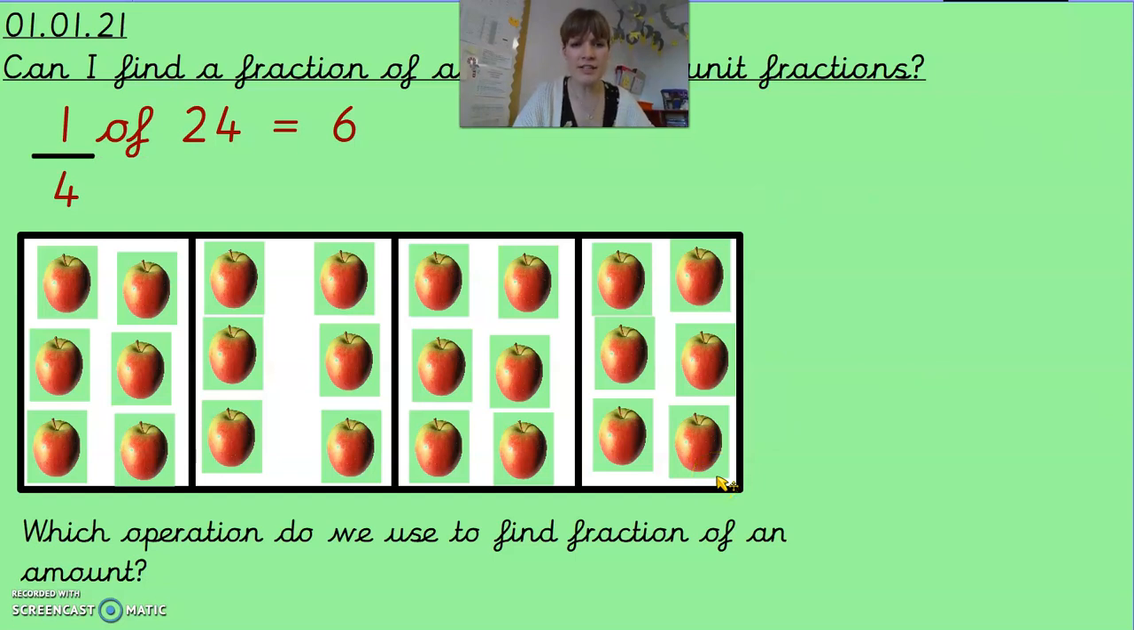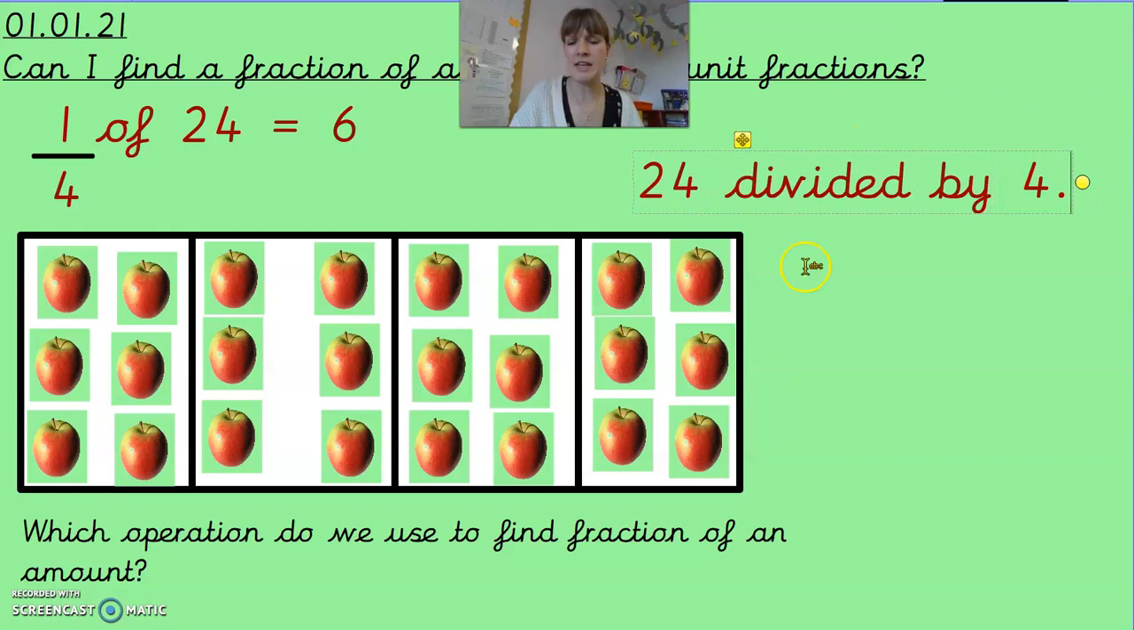Okay, so did you find out which operation I was using to help me solve this question? If you said I was dividing, absolutely smashed it. So my question is actually asking me 24 divided by 4. And it is divided by 4 because my denominator is 4. So with fractions of amounts, it's a lot of division work you will be doing. But remember, we can use the bar model to help us share them out.